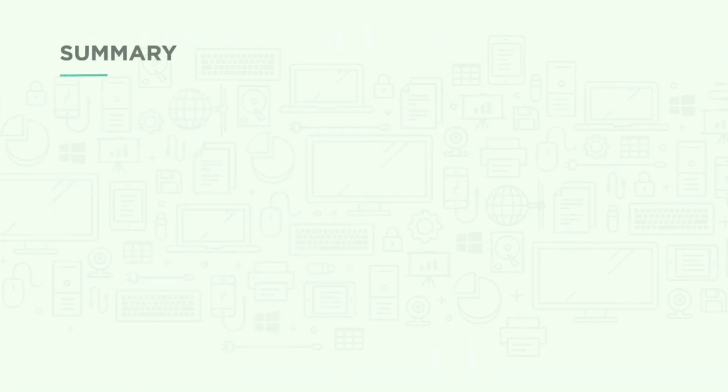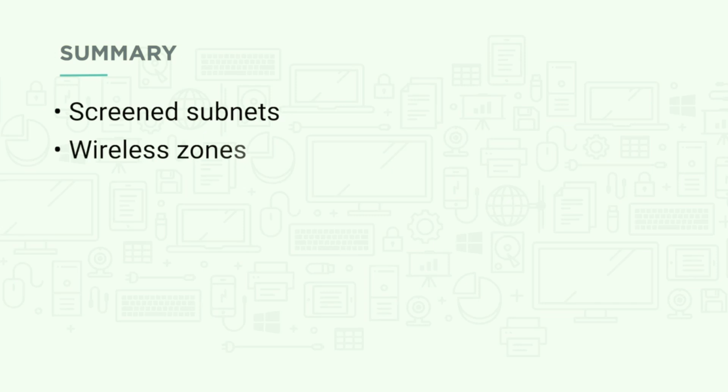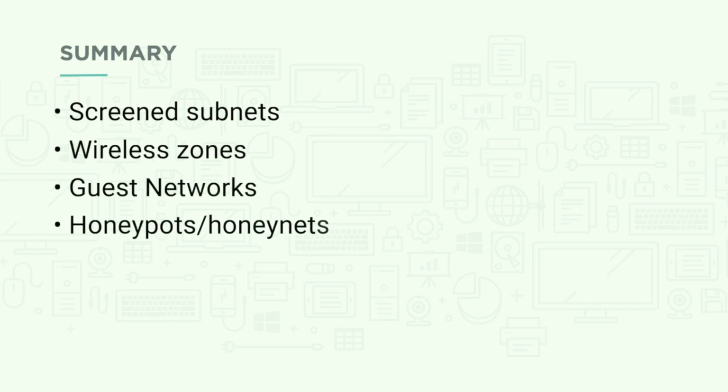That's it for this lesson. In this lesson, we discussed several types of security zones. First, we discussed screened subnets, where servers are placed for public access. Next, we discussed wireless zones, which allow employees to access internal resources using Wi-Fi and provide guest networks that limit access. Then we talked about honeynets, which are used to trap attackers and gather information. We ended this lesson by discussing ad hoc networks, which are used for temporary connectivity between two or more devices, and NAT servers, which convert private IP addresses to public IP addresses.